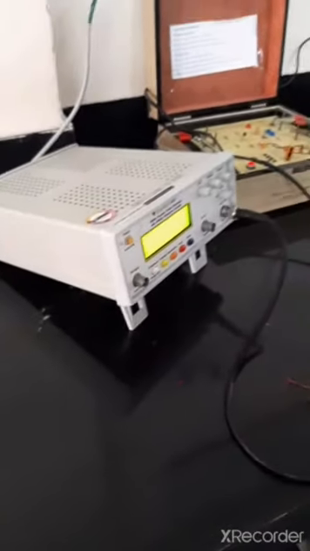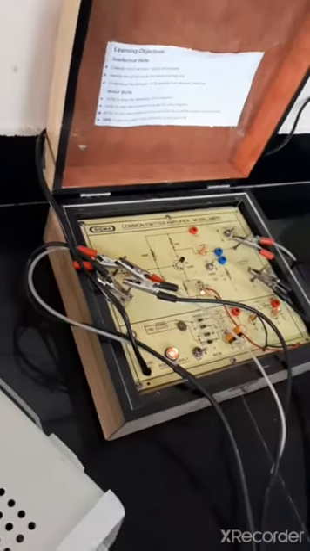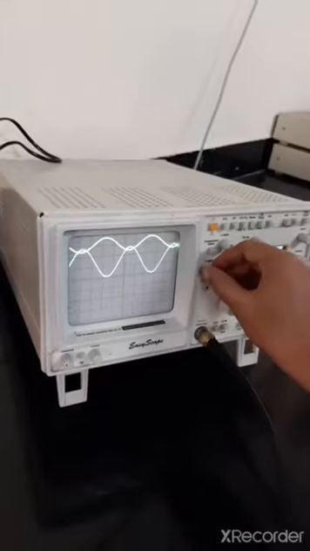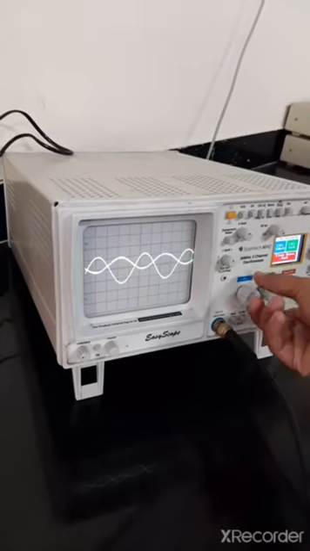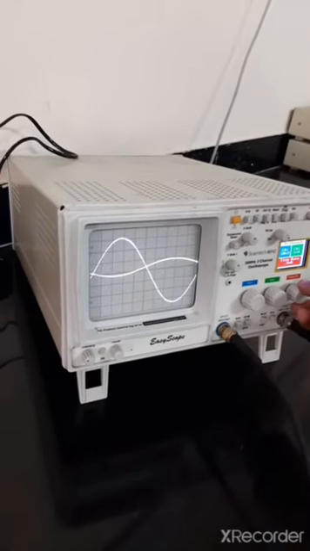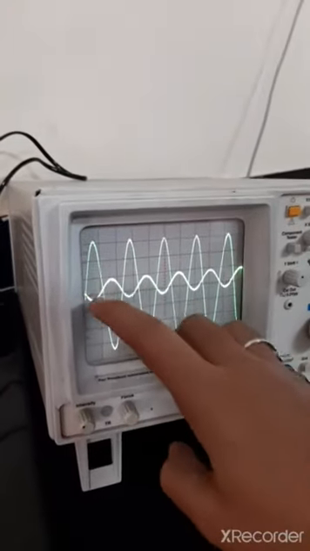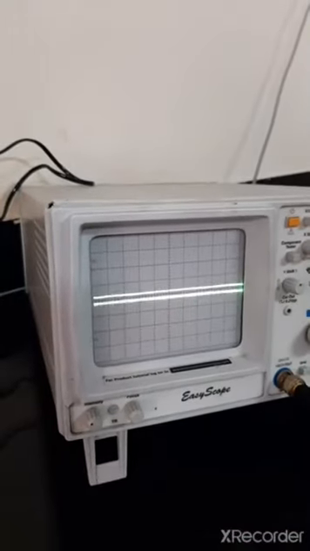If you want to see your input waveform on CRO, then connect another probe to the input side and on CRO press dual. Now this is your output waveform and this is your input waveform. Already we have studied that in an amplifier we get a 180 degree phase shift between the input and output. See here, in between the output and input we get a 180 degree phase shift.